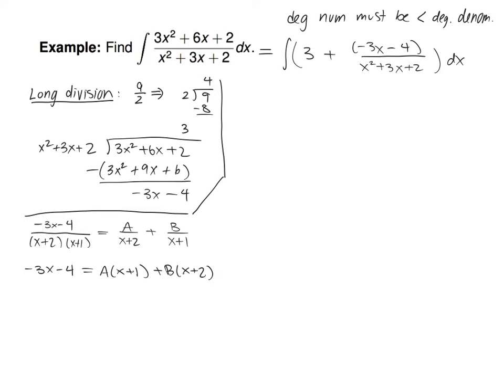Now what are we going to plug in to make the B go away? Negative 2. That will give us 6 minus 4 equals A times negative 1, I believe. So 2 equals negative A, and therefore A is equal to negative 2, great. And if x equals negative 1, excuse me, you have 3 minus 4 equals B times what? Positive 1? Great. So negative 1 equals B.